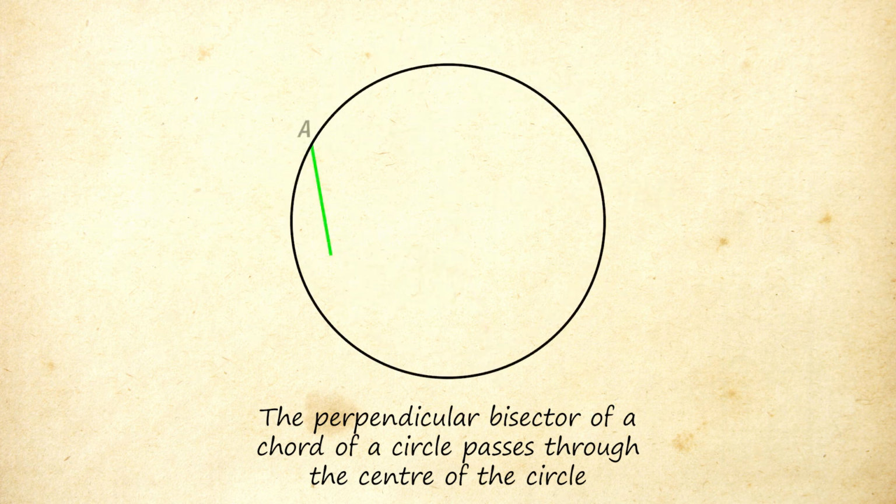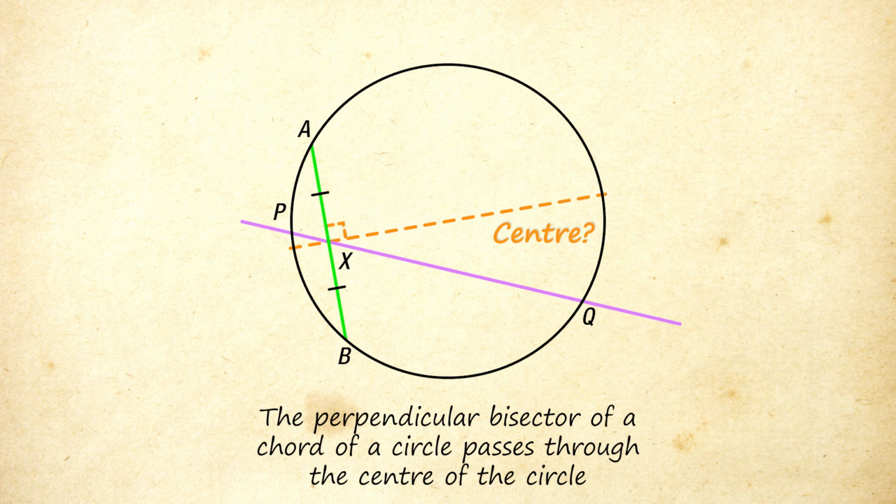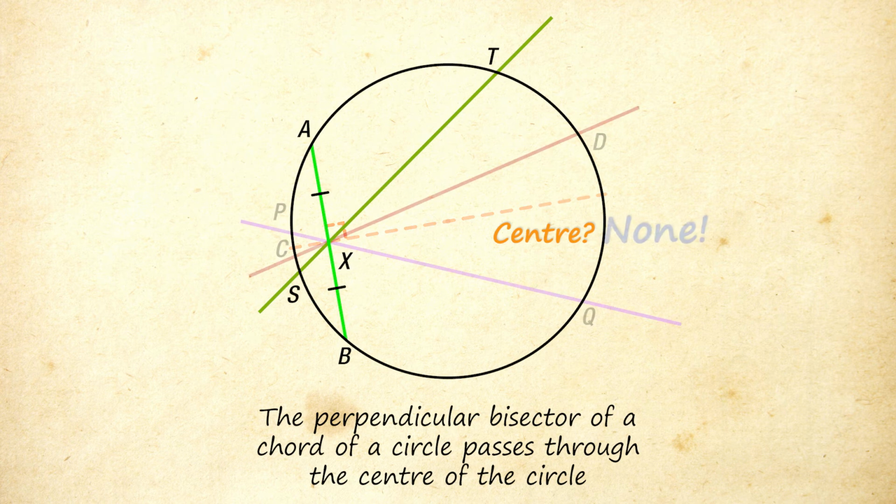Now, look at this circle. Which line passes through the center of the circle? Is it CD? Or PQ? Or ST? All the lines bisect chord AB. They are bisectors. However, notice that they are not perpendicular to AB. Thus, none of the lines will pass through the center of the circle. Did you get it right?